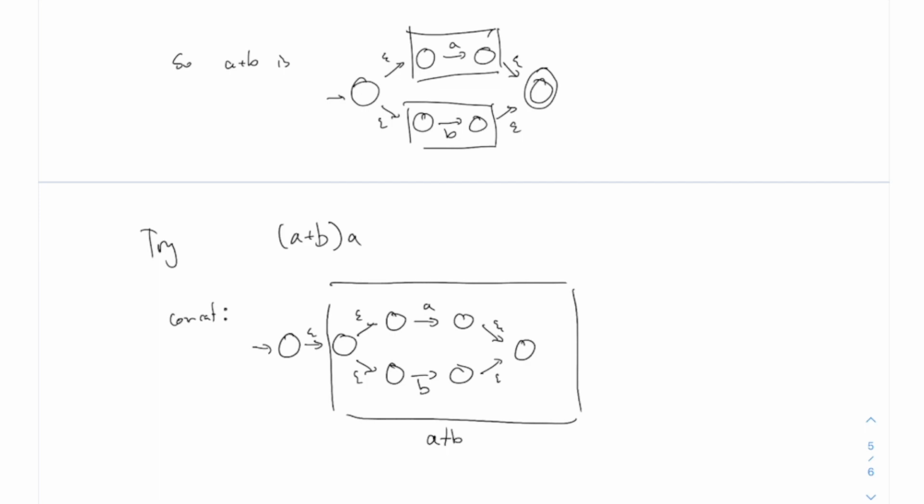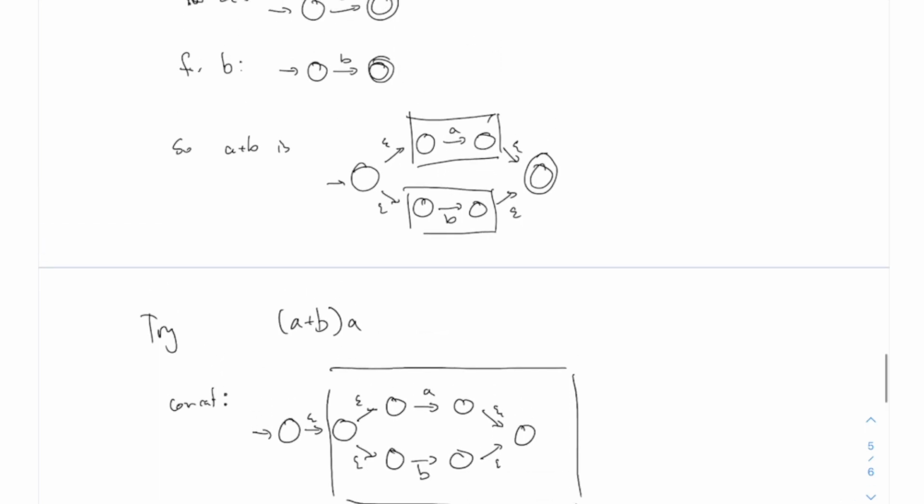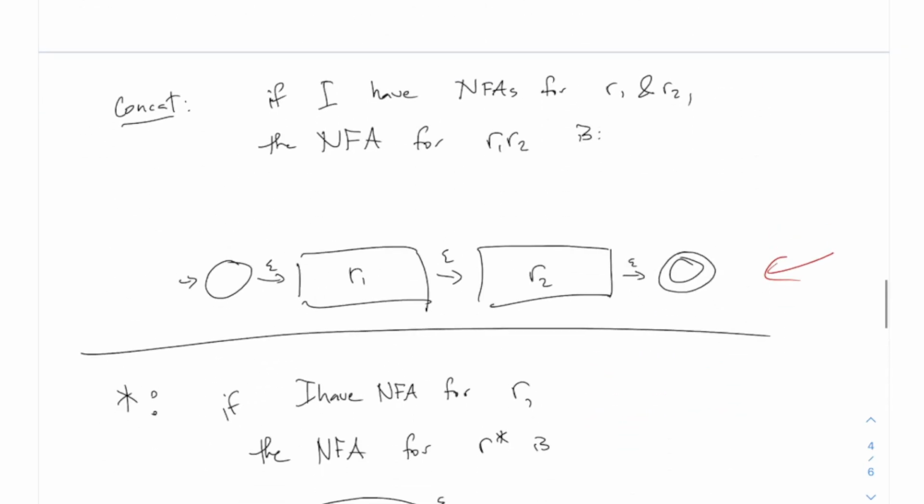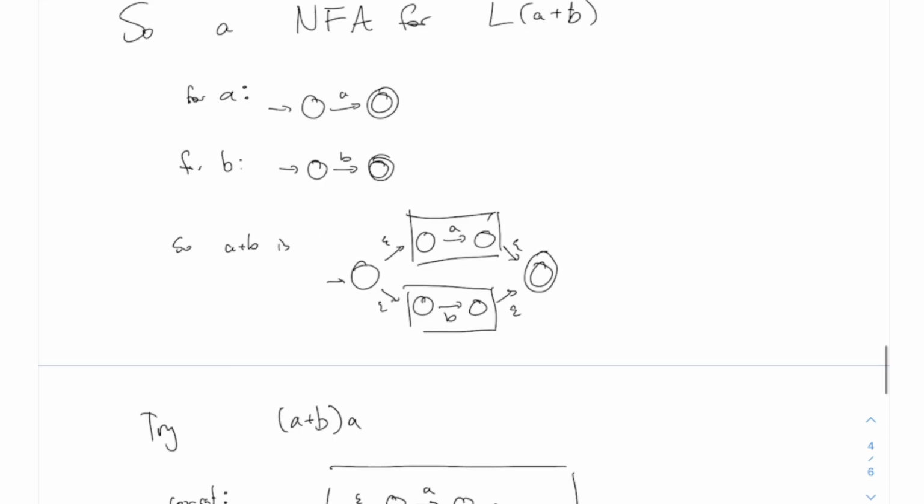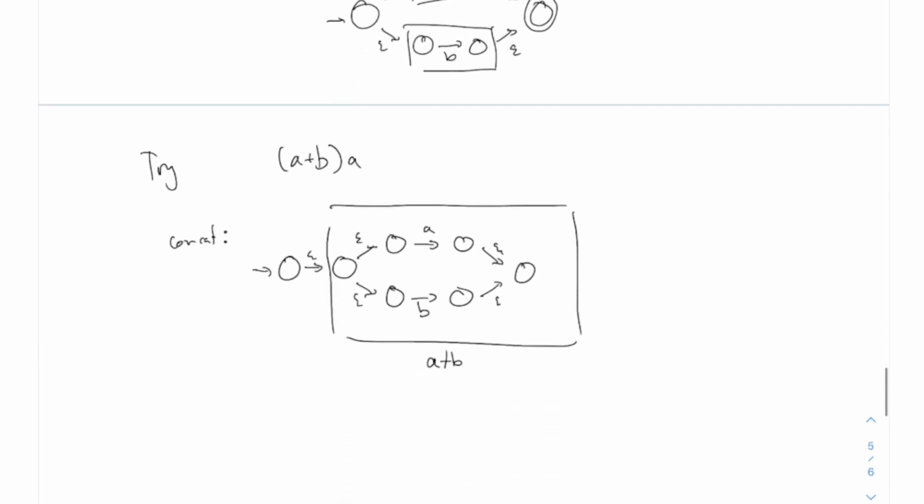And then remember the strategy for concatenation is you do the two things right next to each other in series. So I'm going to put epsilon here into the machine just for a, right? Because this is a concatenation of a plus b and a. So the machine just for a is this one. And that's it. So this over here is a. That's a concatenation of a plus b followed by a. All right.